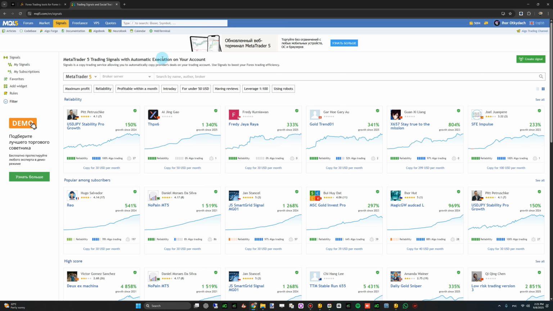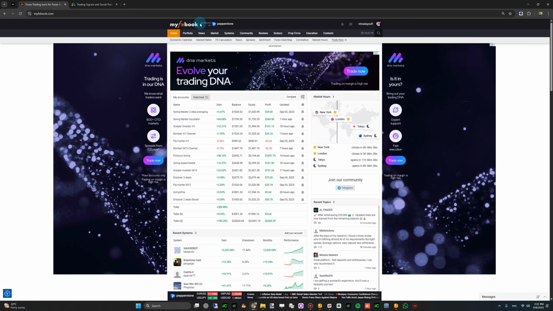So, on MQL5, this particular service is more focused on actively selling your trades, while on MYFXBOOK, the service is specifically designed to showcase and boast about your trading. Well, perhaps we could call it something else, demonstrating your trading using an expert advisor.